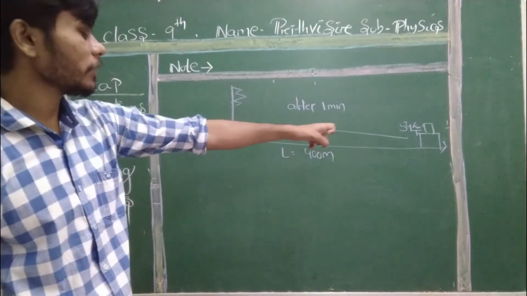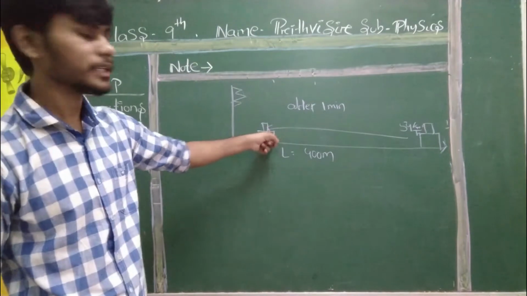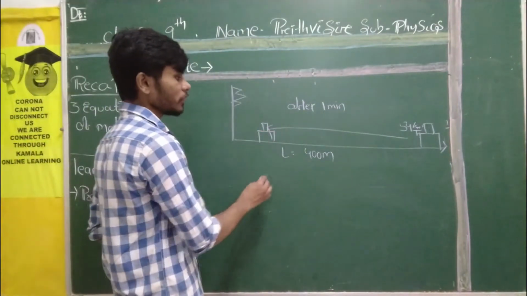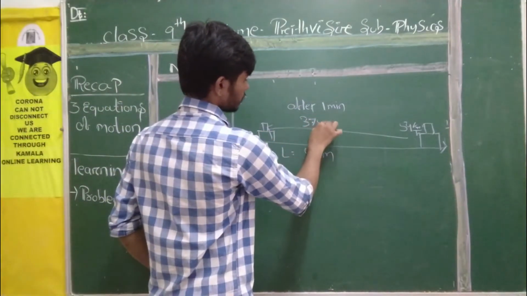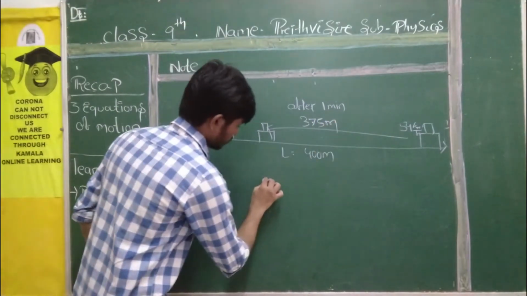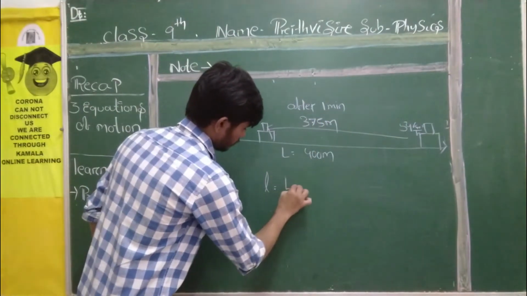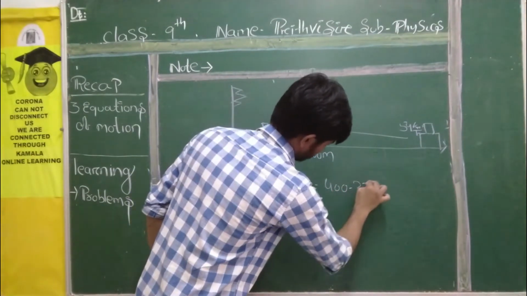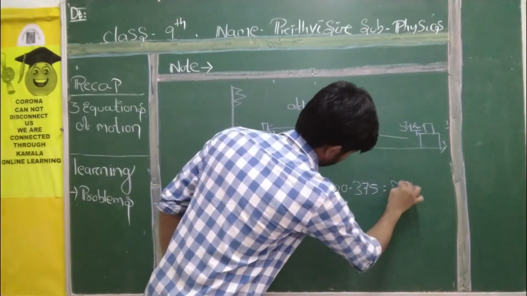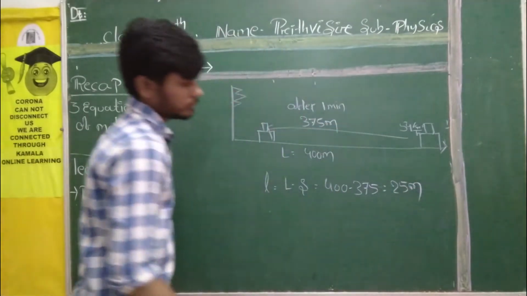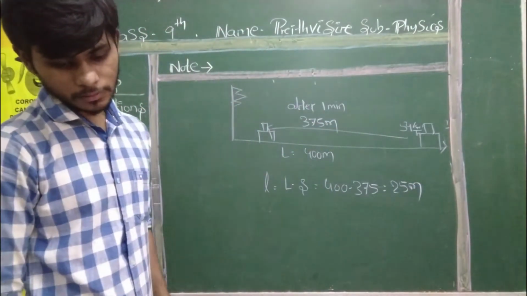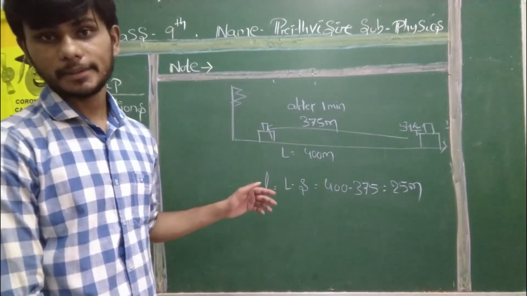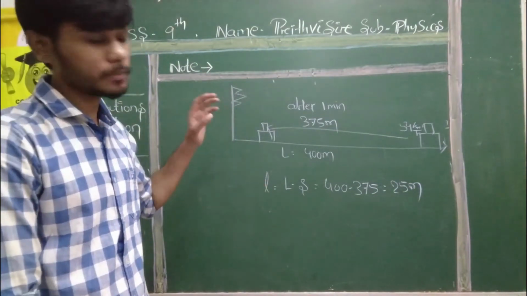After 1 minute, the vehicle will be here, the locomotive will be here. So that is how much we got. The answer is 25 meter from the signal line. Students, this should be your process.